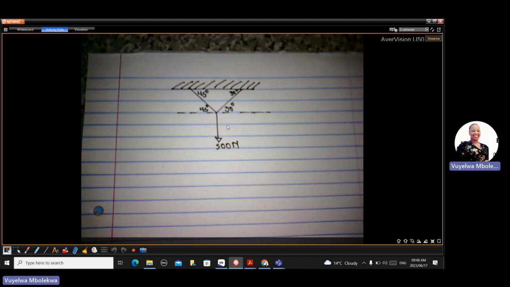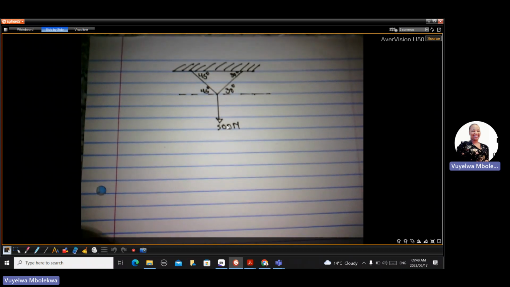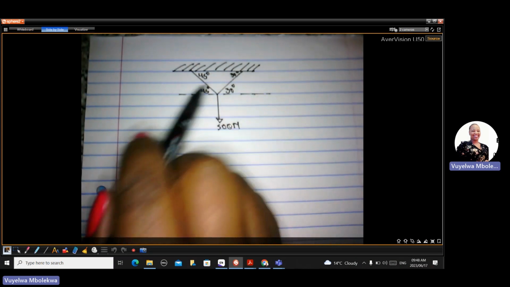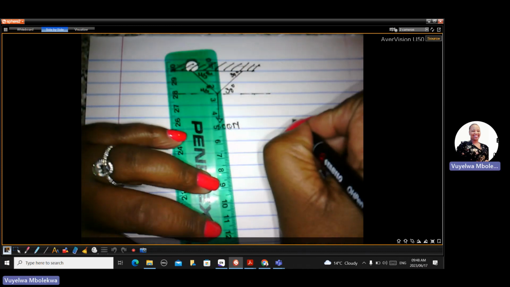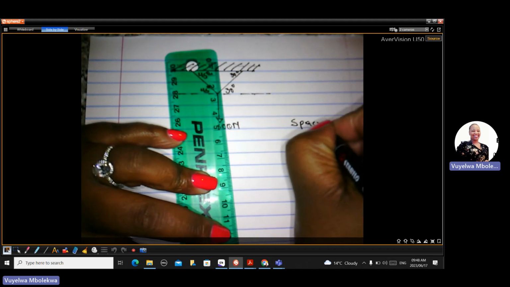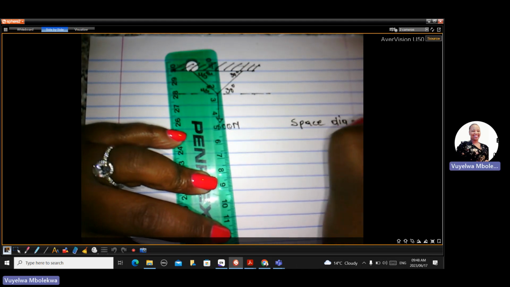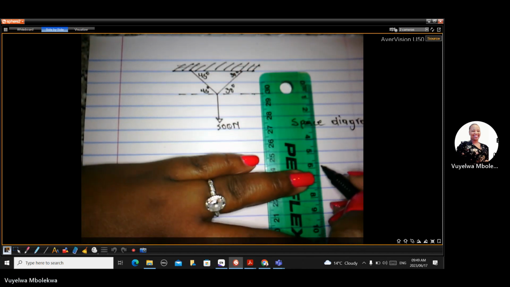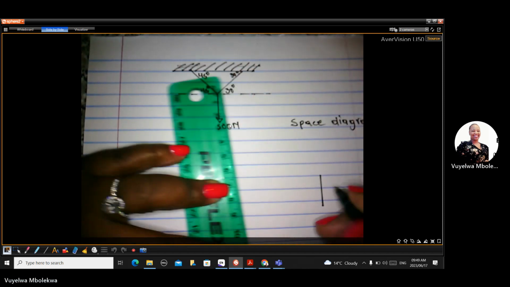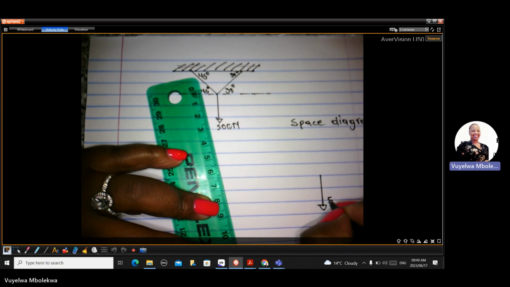And then you want to do the space diagram. So the space diagram will look like this. This part just shows that it's hanging on a higher level, could be a roof or something. So your space diagram will look like this. Space diagram. 500 newton force.